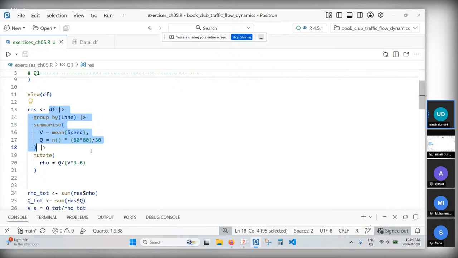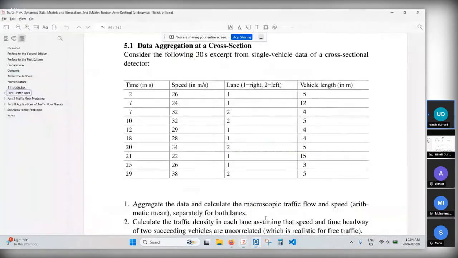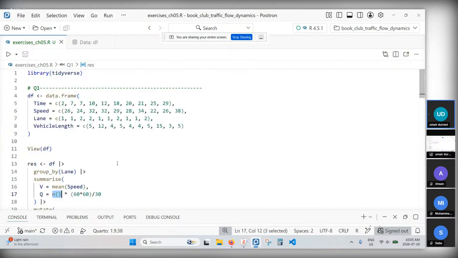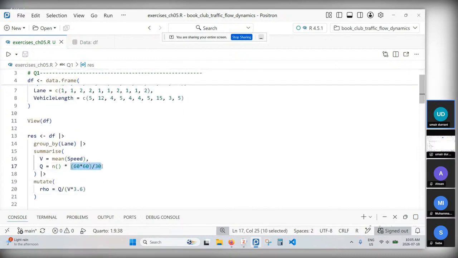And for the flow, we use the definition of the flow, which is the number of vehicles passing a particular cross section within the time interval. The time interval which is given to us in the problem is 30 seconds right here. So we use exactly that, and we convert it into vehicles per hour. So we use the n and then parentheses function in R that stands for finding the number of rows. This is a function from the dplyr package, which is part of the tidyverse package. And then we use this conversion factor to convert it into vehicles per hour instead of vehicles per second.